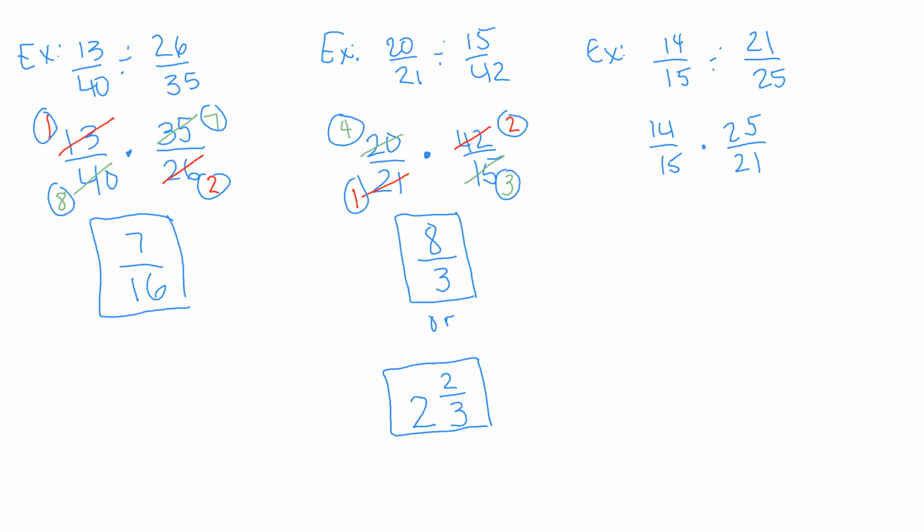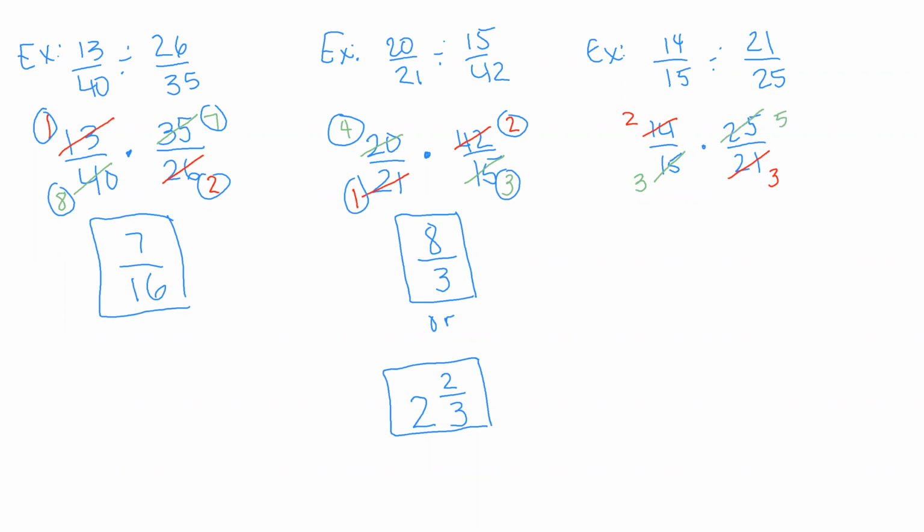We want to look for any common factors top to bottom that could cancel out. I'm drawn to the 14 and the 21. I see right off the bat they're both divisible by 7. 14 divided by 7 is 2. 21 divided by 7 is 3. I also notice 15 and 25 both end in 5. That means they're divisible by 5. So 15 divided by 5 is 3. 25 divided by 5 is 5.